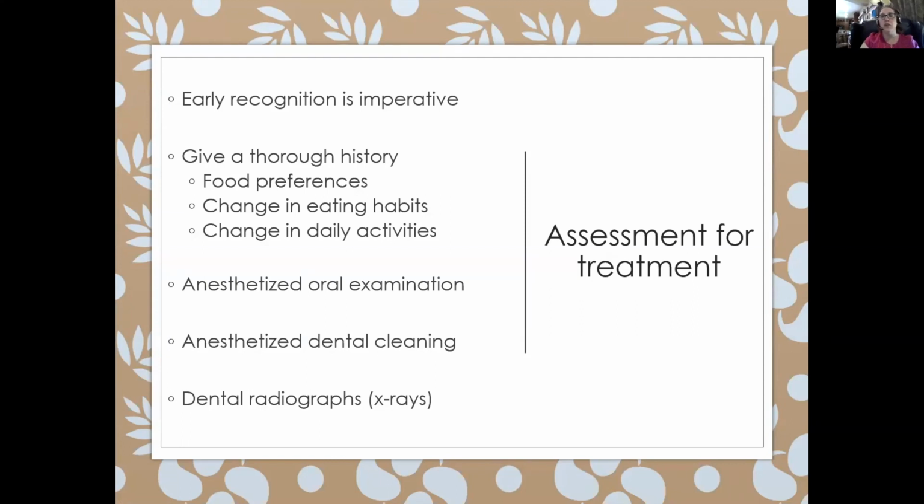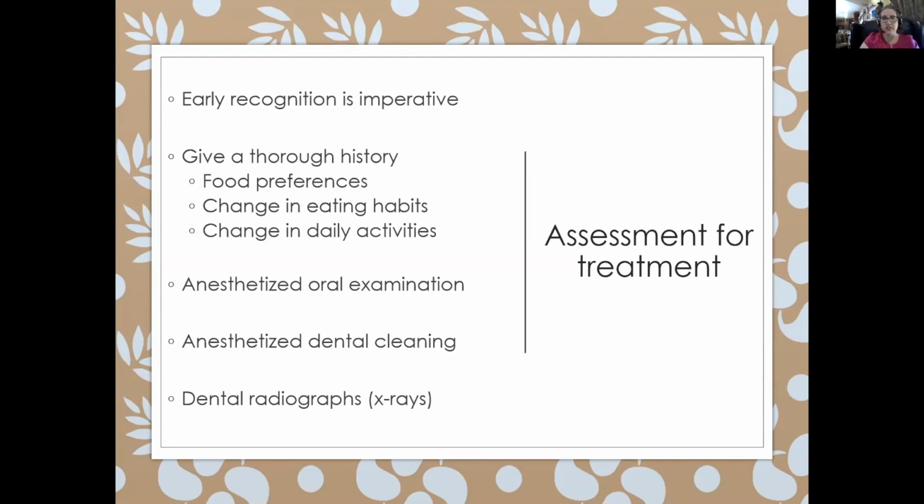And that's going to be food preferences. Do they prefer hard food versus soft food? Has there been a change? Is there a change in their eating habits? Are they dropping food? Are they not eating as much? Are they not as excited to eat their food? And is there a change in their daily activities? Are they not as interested in toys as much as they were? Are they not interested in chewing hard things or playing tug? All of those things, when you're exercising or playing with your pets, these are the things that you need to give your veterinarian as far as for a thorough history.